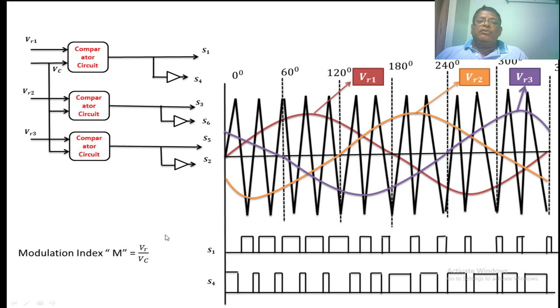Suppose if we want to control the frequency of the output voltage, then we have to change the frequency of the reference voltage so that the output frequency will be controlled. In this manner, we can control both magnitude as well as the frequency of an AC voltage by changing the modulation index as well as the frequency of the reference signal.